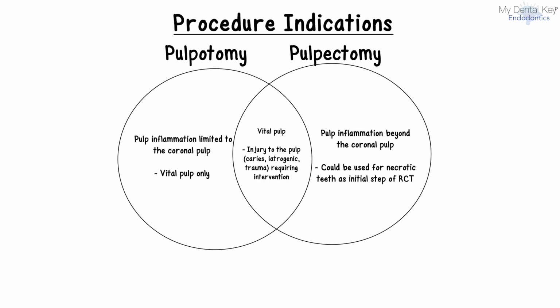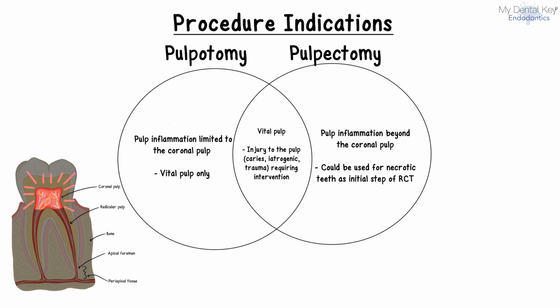Both of these procedures are typically initiated following some sort of injury to the pulp requiring intervention. This injury may be due to caries, iatrogenic pulp exposure, or trauma, such as complicated coronal fracture or luxation. The extent of the inflammation is what distinguishes between when each is indicated.